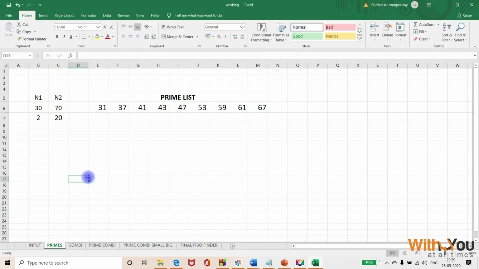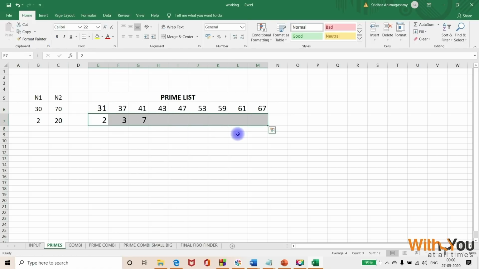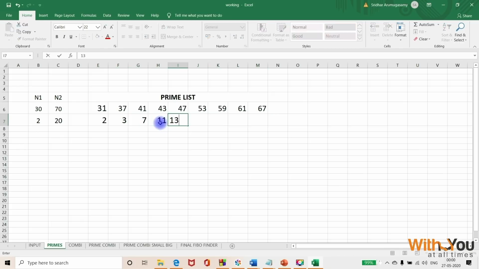So you need to find all the prime numbers in that range. So what would be the prime numbers? 2 is a prime number, 3 is a prime number, 7 is a prime number. Let me make it a little bigger before you start screaming. Okay, cool. And then 8 is not, 9 is not, 10 is not, 11, 12 is not, 13, 14 is not, 15 is not, 16 is not, 17, 18 is not, 19, done.